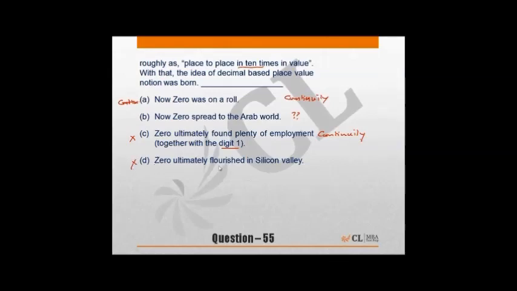"0 ultimately flourished in Silicon Valley" - out of scope. Okay, this is out of scope as well as on account of continuity. On both these parameters, I would say it is incorrect. So we are left with A and B. Now "0 was on the roll" makes more sense, because now that the usage of 0 has been defined clearly, the decimal place system has come out. Now 0 is becoming used more and more, so it is on the roll. Okay. Now "0 spread to the other world" - incorrect. Okay. Correct answer, choice A.